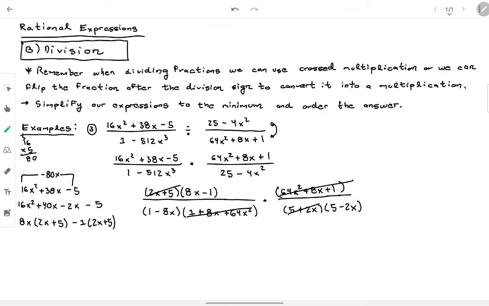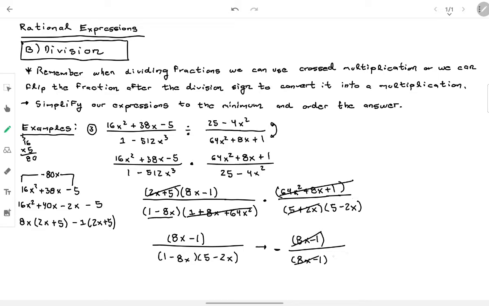So let's see. We have this one that is almost the same as this one. So what do we need to do? We have 8x minus 1 divided by 1 minus 8x that multiplies 5 minus 2x. What happens here? If I take out the minus on the bottom, it will be 8x minus 1 over 8x minus 1, which will eliminate, and 5 minus 2x.